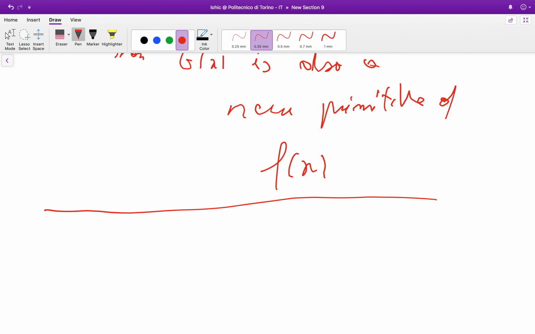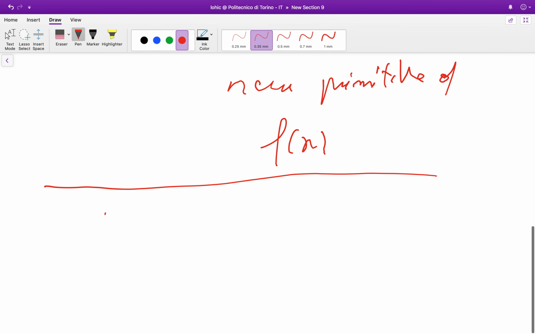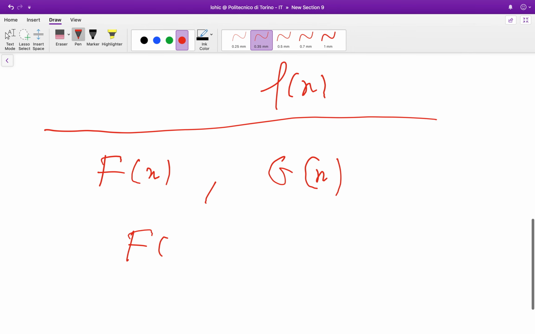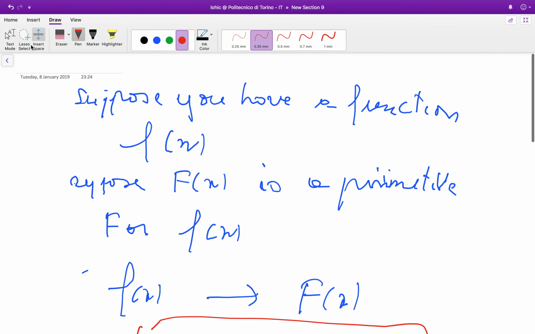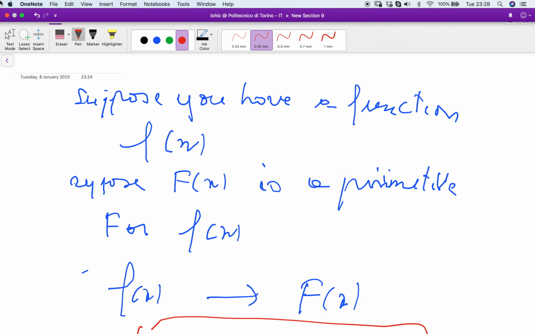So what I am saying is that if you have a primitive 1, F of x, and another primitive 2, which is g of x, anytime you subtract one primitive from another, you should get a number. Nice. This was important to recall. Now let's go back to the MCQ and look at the question.